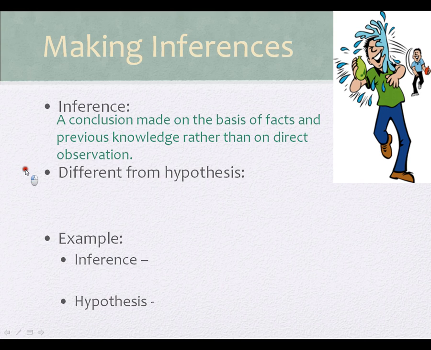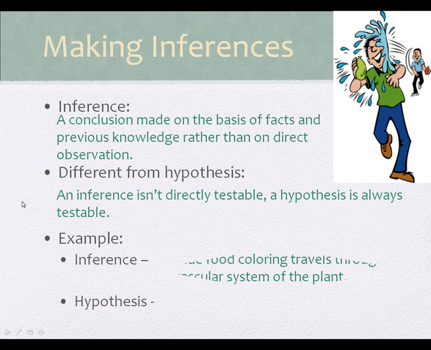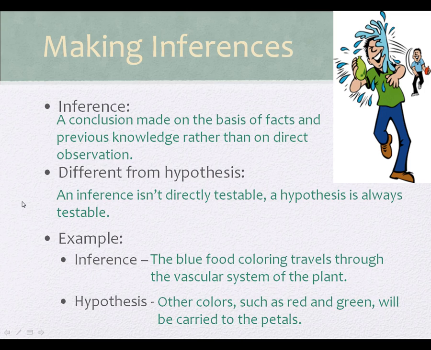So that's an inference because we're not directly observing them playing a game, we just have a picture. And remember, a hypothesis is something that is testable. We can't really test whether or not they're playing a game. It's a picture. So make sure you know the difference. In our example, an inference would be the blue food coloring travels through the vascular system of the plant. A hypothesis would be other colors, such as red and green, will be carried to the petals. So they're a little bit different.